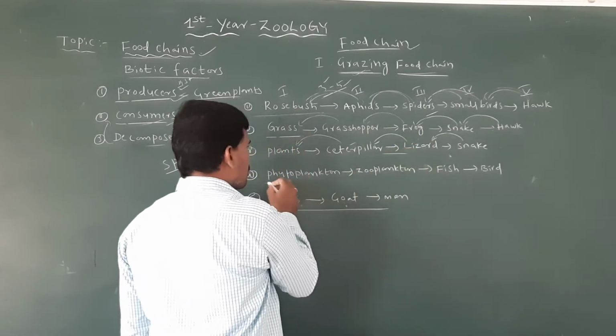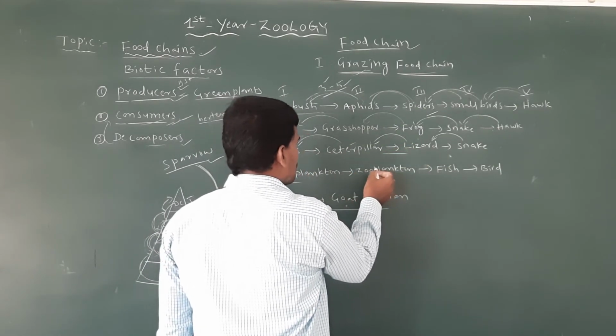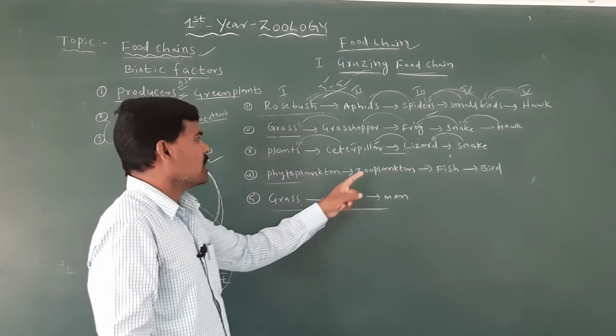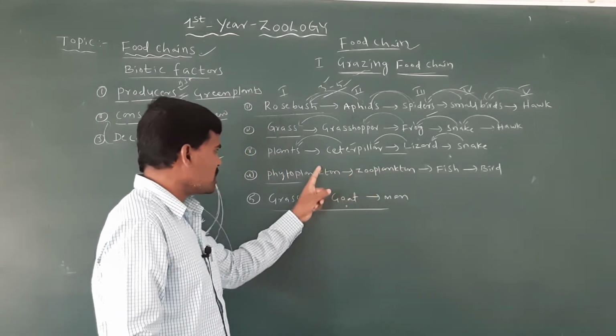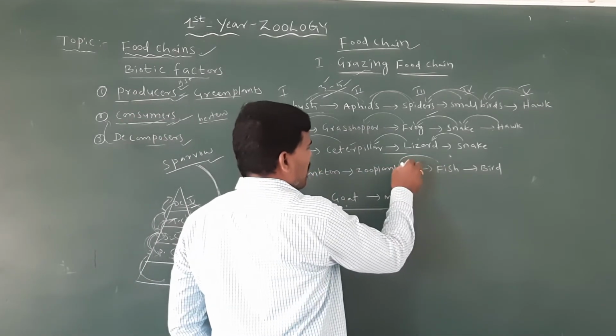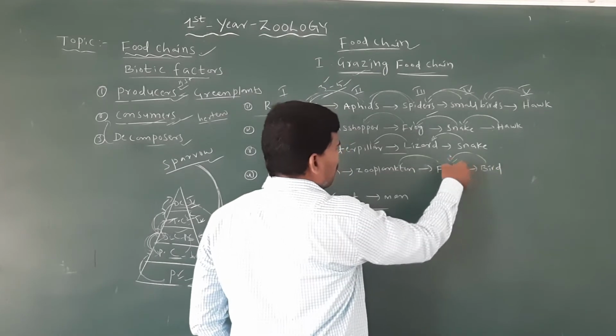The next, fourth chain, is also zooplanktons. The fourth chain is clearly observed. The zooplanktons feed on the phytoplanktons. The fishes feed on the zooplanktons. The birds feed on the fish.